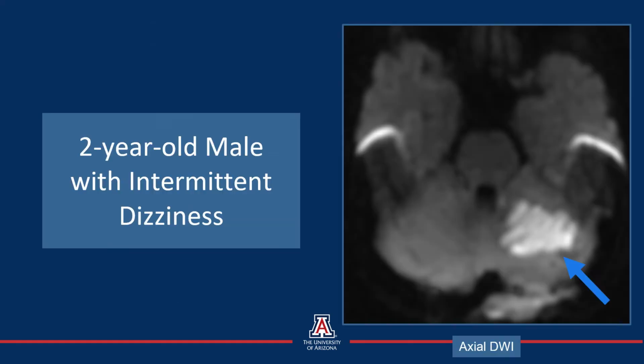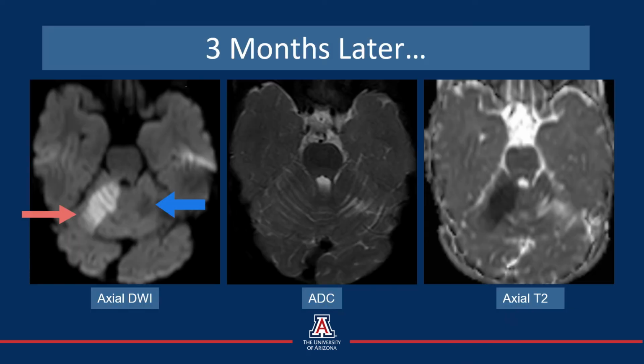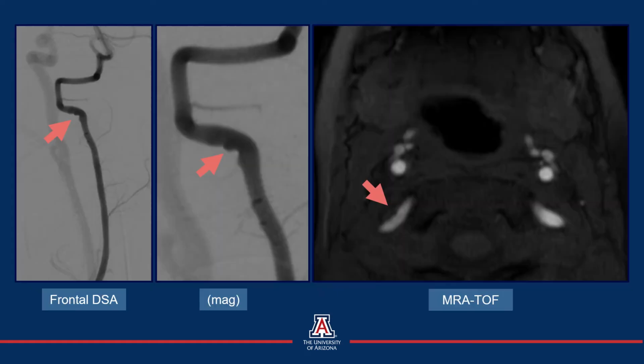Our patient is a 2-year-old male with no significant past medical history who presented with intermittent dizziness and vomiting. Axial DWI image demonstrates an acute infarct within the left cerebellum. Unfortunately, 3 months later, the patient presented again with dizziness. He was found to have a recurrent posterior fossa infarct within the right superior cerebellum, with restricted diffusion and minimal T2 hyperintensity. The remote infarct from 3 months prior is also evident within the left cerebellum.